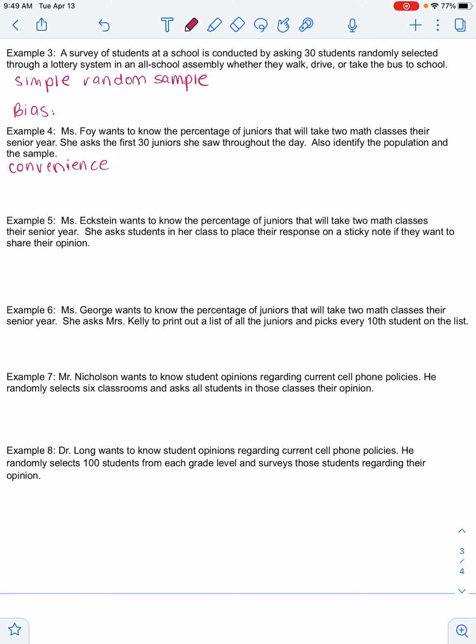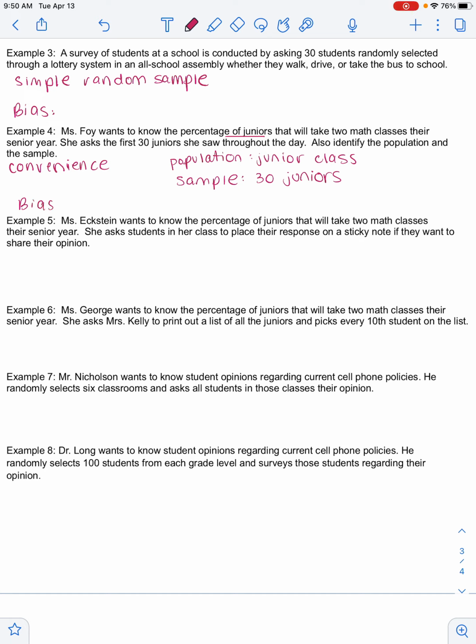So let's think about that. For this one, the population that we want to look at is the entire junior class, because we only want to know the percentage of juniors that will take 2 math classes their senior year. So we're really specifically looking at a population of just junior students. And then the sample is the 30 juniors that Miss Foy sees throughout the day. In this one, is there possible bias?